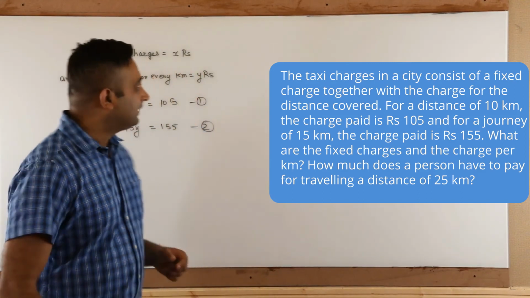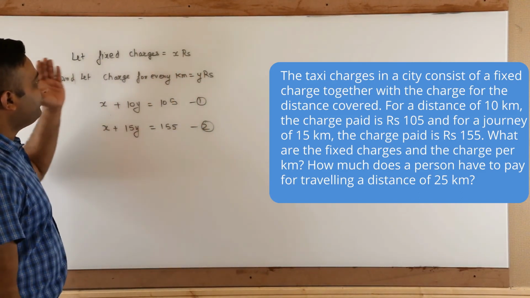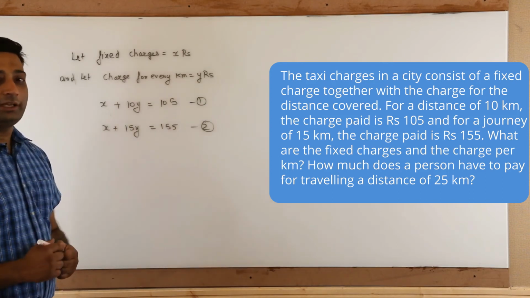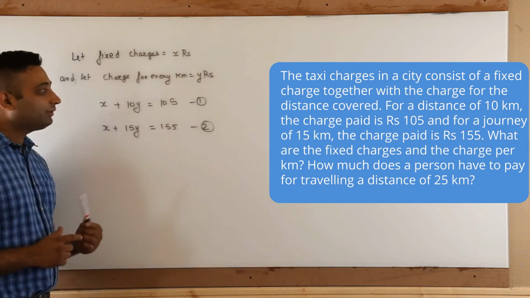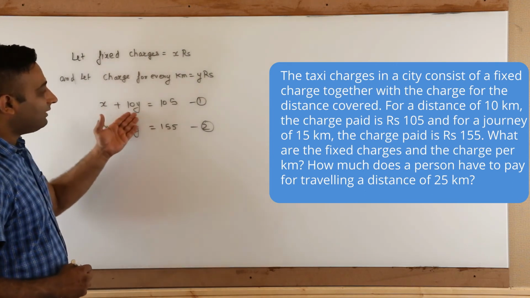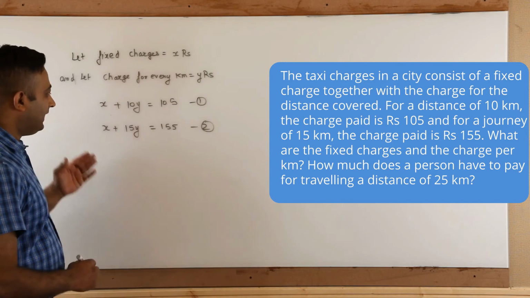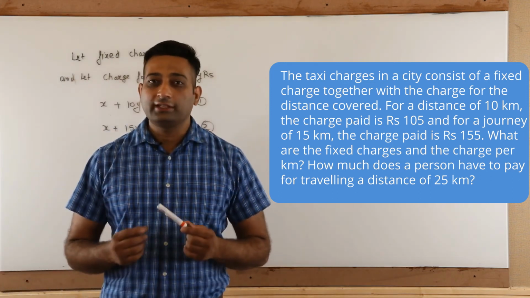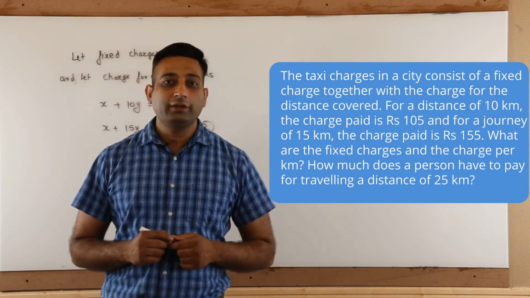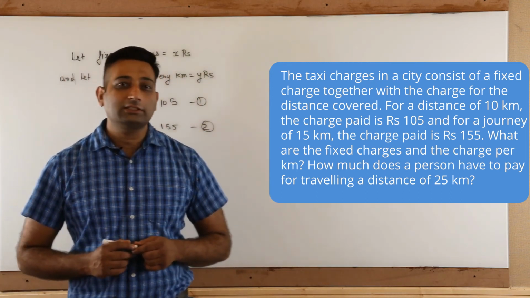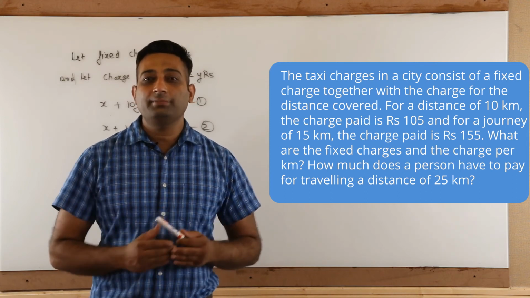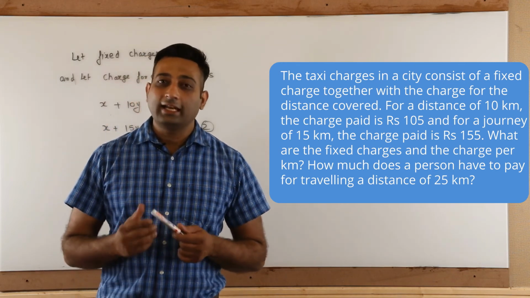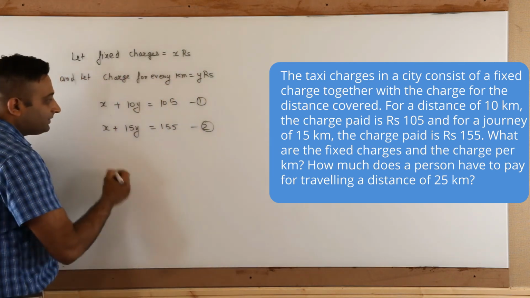Dear students, let us assume that the fixed charge is equal to x rupees and the charge for every kilometer is equal to y rupees. According to the given conditions, x plus 10y equals 105 and x plus 15y equals 155. Now we can solve this pair of linear equations in two variables by any of the methods we have discussed earlier, that is by elimination method or substitution method or cross multiplication method. Let us solve this by substitution method.